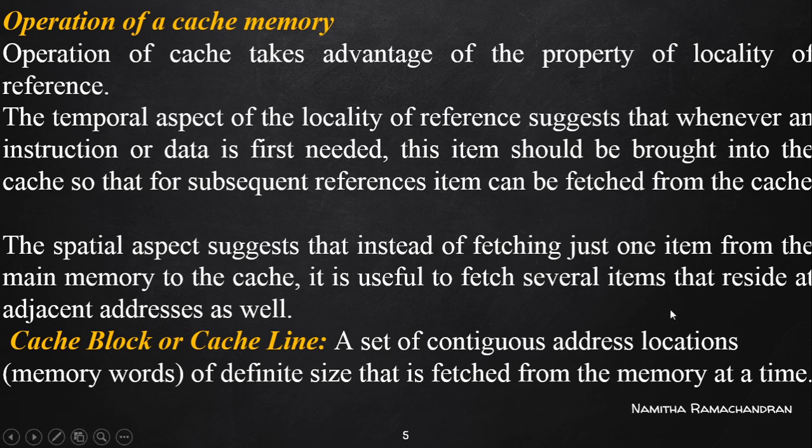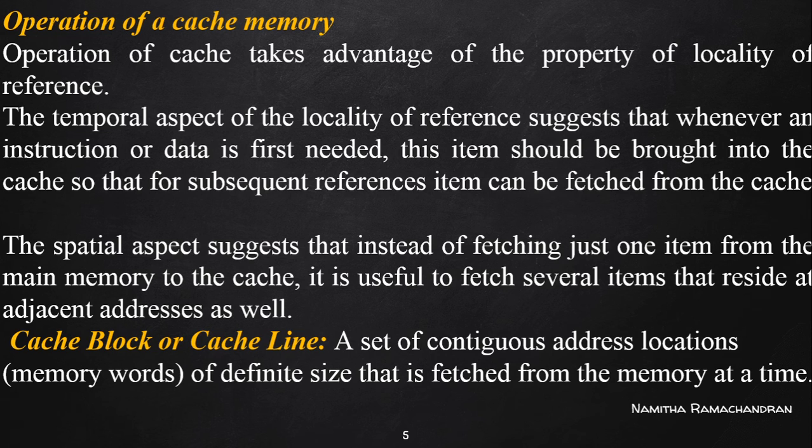The spatial aspect suggests that instead of fetching just one item from the main memory to the cache, it is useful to fetch several items that reside at adjacent addresses as well. So, to satisfy the spatial aspect of locality of reference, instead of fetching and placing a single memory word in the cache memory, we can fetch a block of memory words that are adjacent to the currently requested memory word.